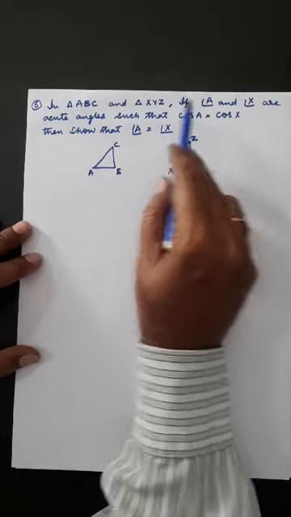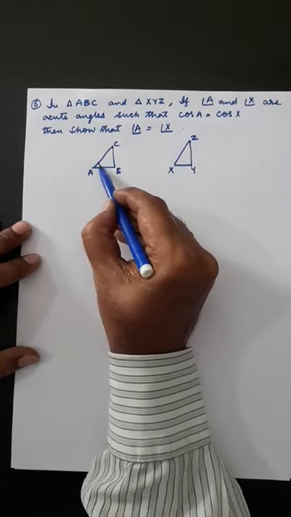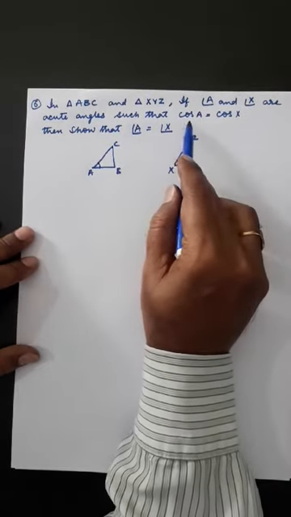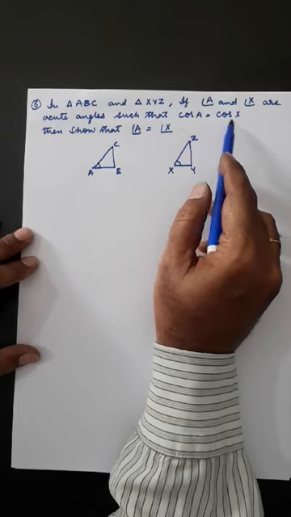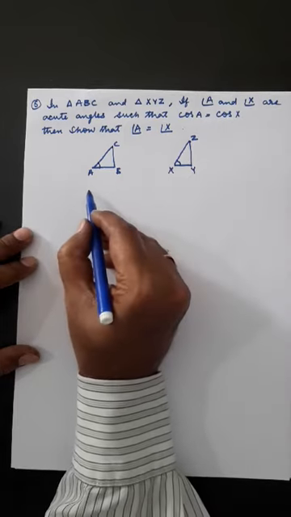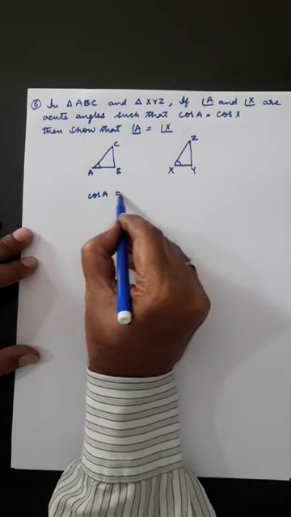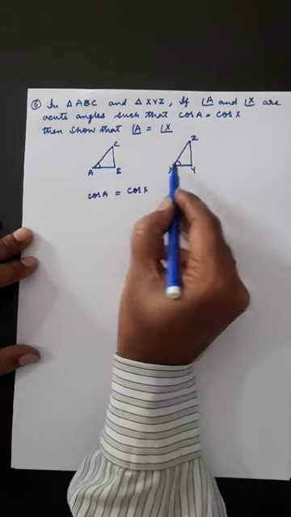So what they are saying, if angle A and X are acute angles, this is acute angle, and this is acute angle. Acute angle means less than 90 degrees. Okay. Such that cos A equal to cos X. That's what is given.